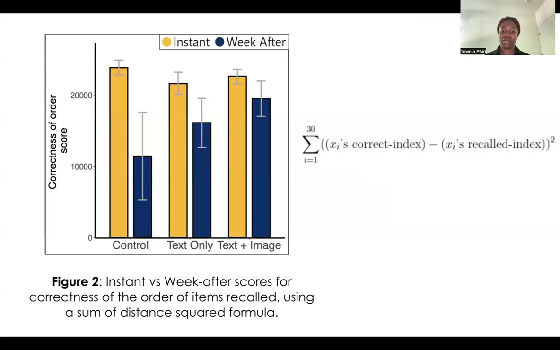And we were able to measure this by using a sum of distance squared formula, as you can see on the right. All we did was simply take an object's index order in the position, and we compared it with its correct position, took the difference, and then squared it, and then summed it all together.